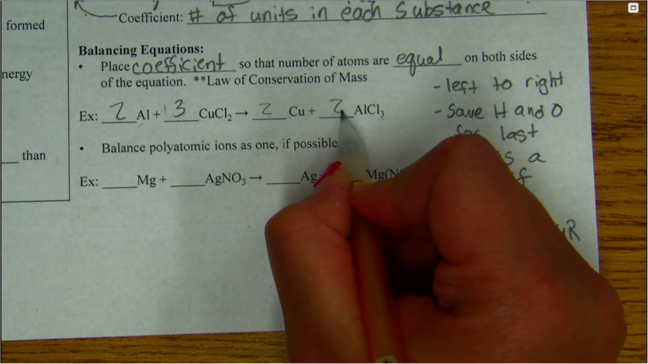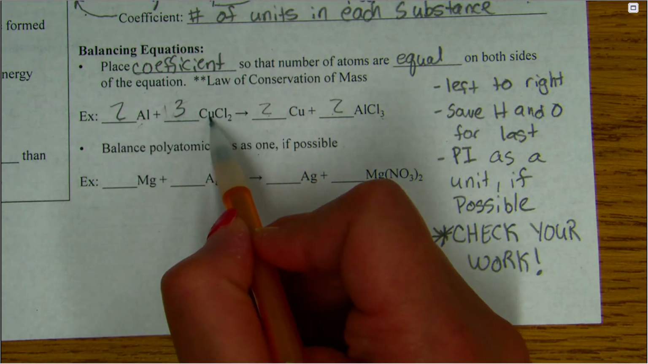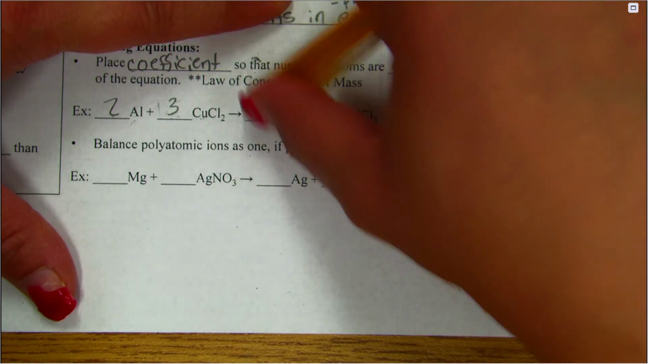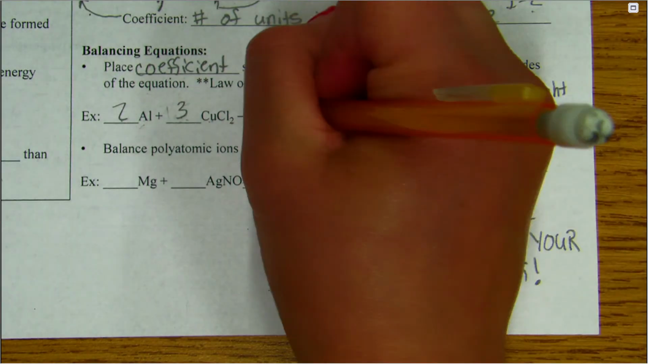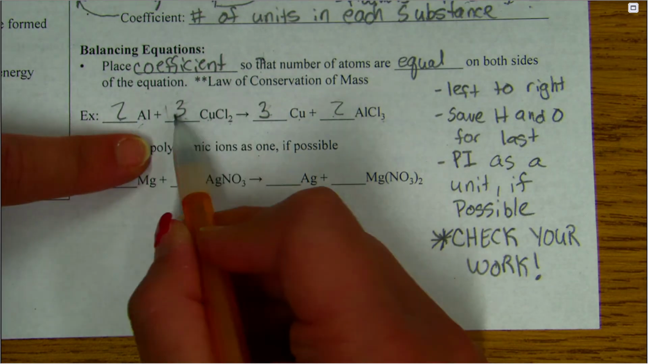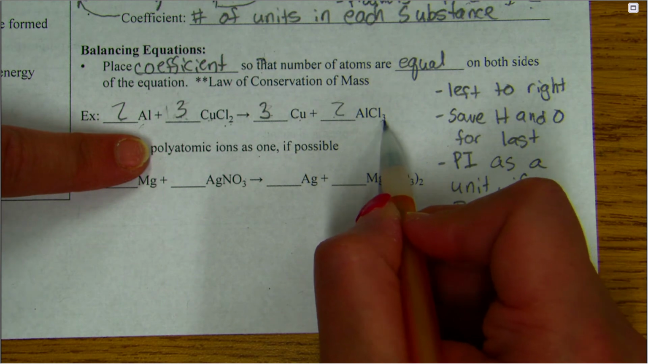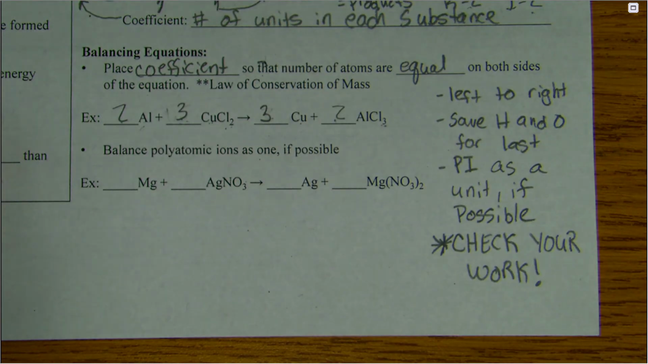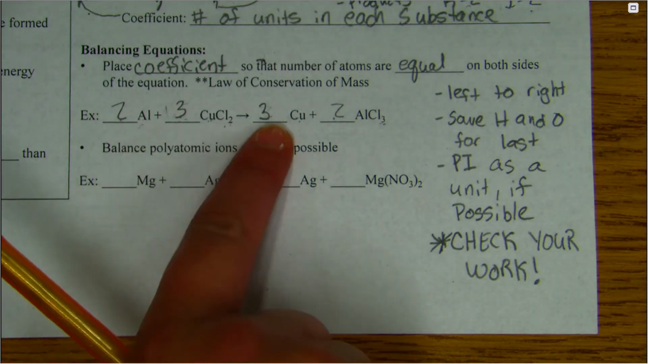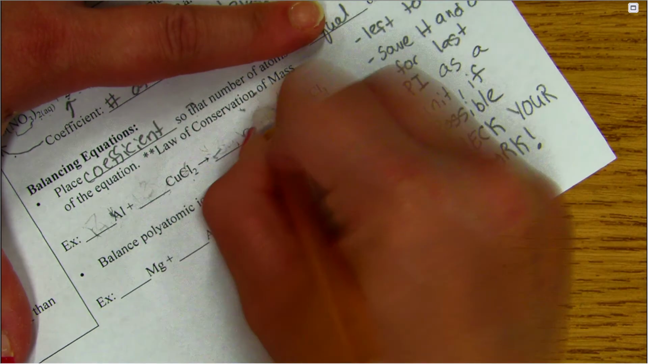Now, we're going to check our work. I have 2 aluminums. I have 3 coppers. I have 2 coppers. Uh-oh, I need 3, so we're going to fix that and make it a 3. 2 chlorines times 3 is 6. 2 times 3 is 6. And chlorine over here has 3. 3 times 2 is 6, so that works out. Now, that way is a little bit more tricky because as you saw, our coppers didn't match up. So that will work for you.